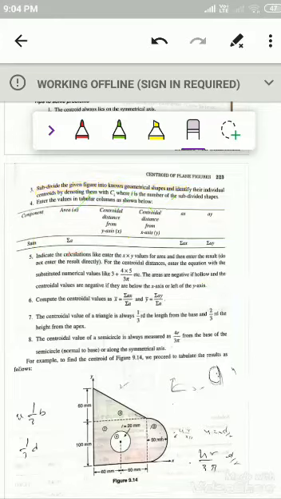Is it clear? In this tabular column, you have to mention the component, the area of that geometrical figure, the centroidal values X bar and Y bar, AX, and AY. Clear? Then what does the fifth point say? Indicate the calculations like X into Y in the column. So what does this mean?